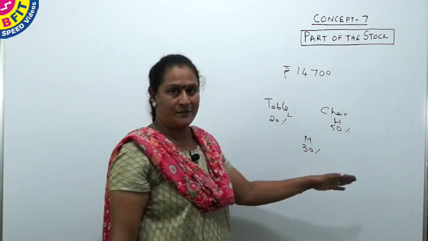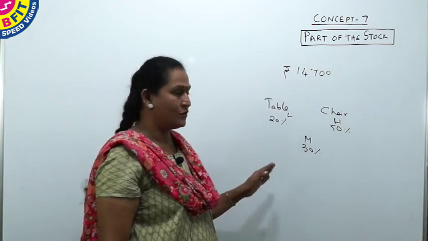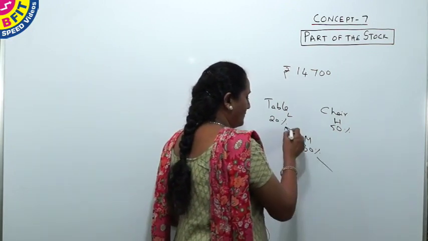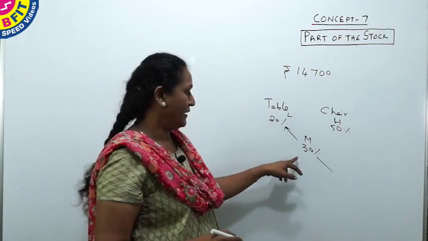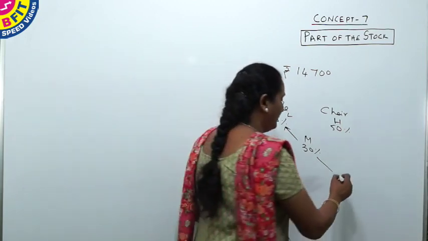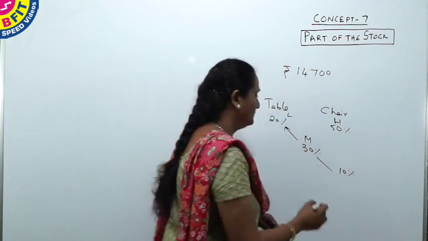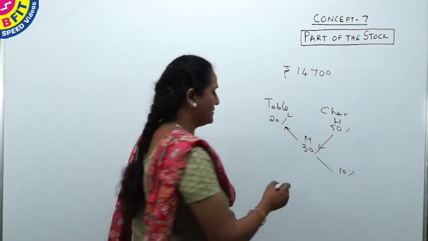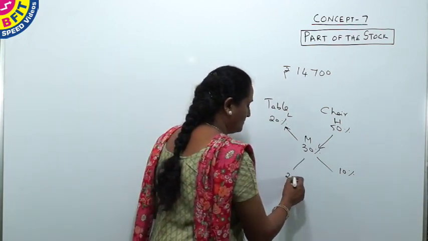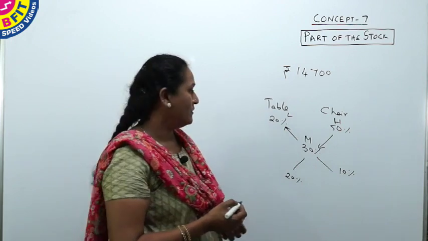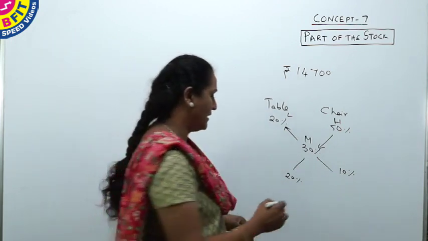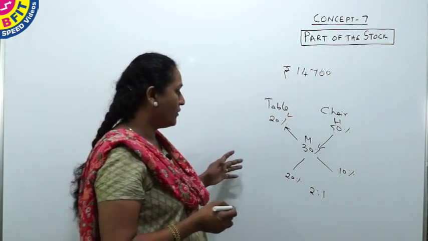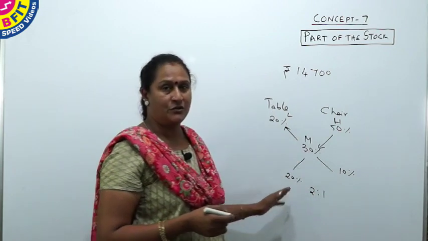So now by cross subtracting, we get the ratio of cost of table and chair. So subtract the lowest from the median. So that is 30 minus 20, it is 10%. And subtract the median from the highest. So 50 minus 30, it is 20%. So what is the ratio of cost of table and chair? So it is 2:1. So we have got the cost of table and chair as the ratio 2:1.